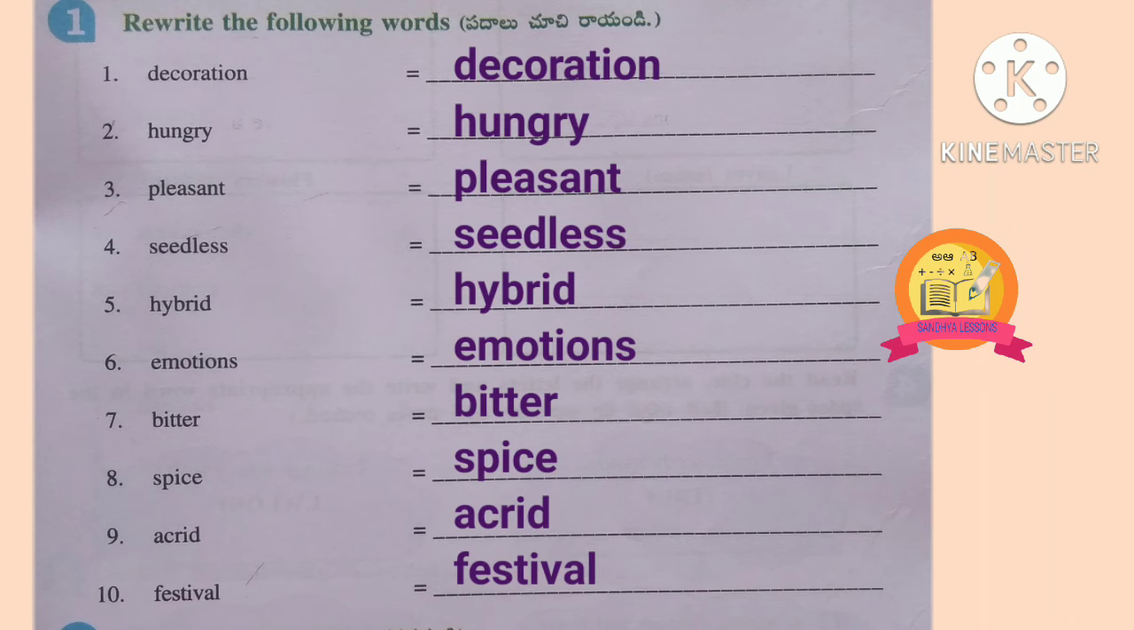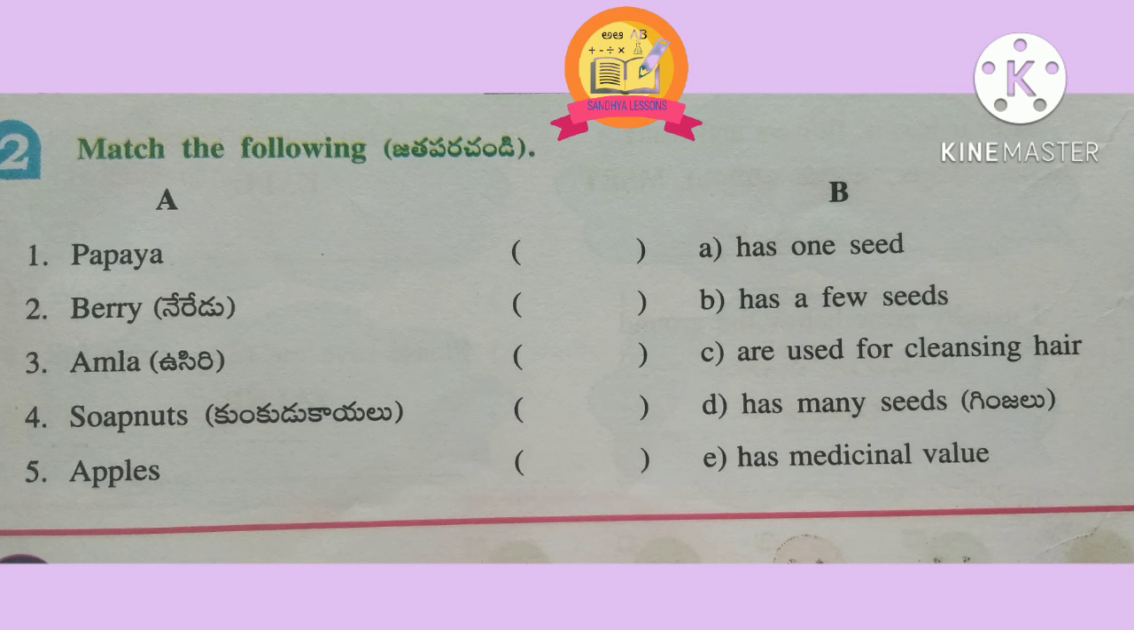Decoration, hungry, pleasant, seedless, hybrid, emotions, bitter, spice, acrid, festival. Second Roman, match the following. Papaya has many seeds. Berry has one seed. Amla has medicinal value. Soap nuts are used for cleansing hair. Apples has a few seeds.